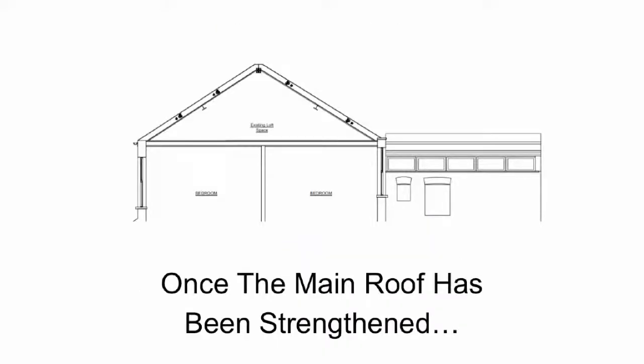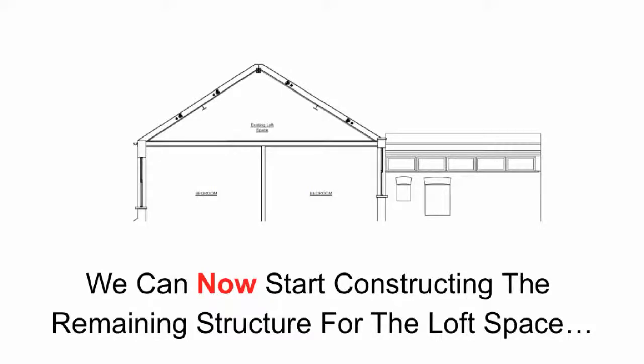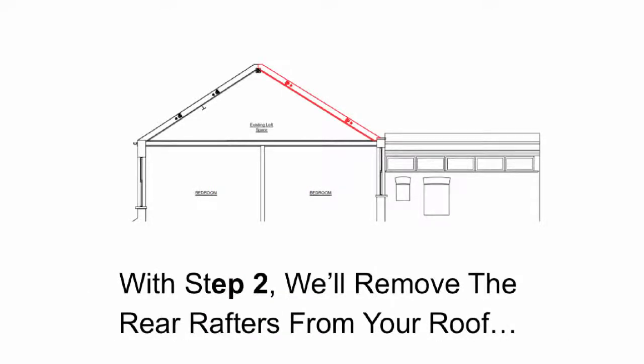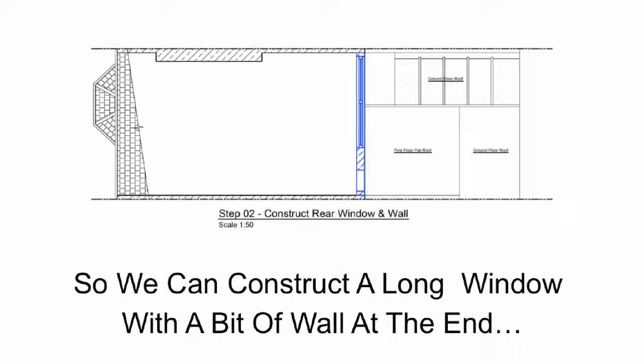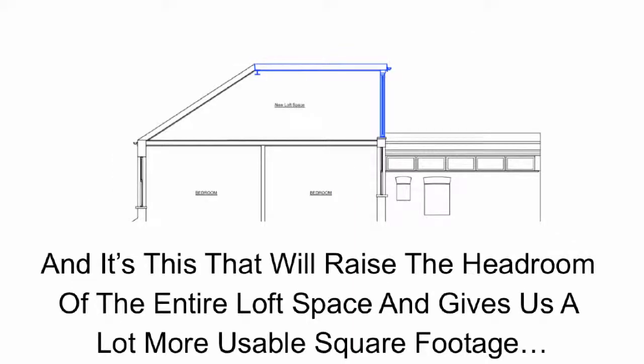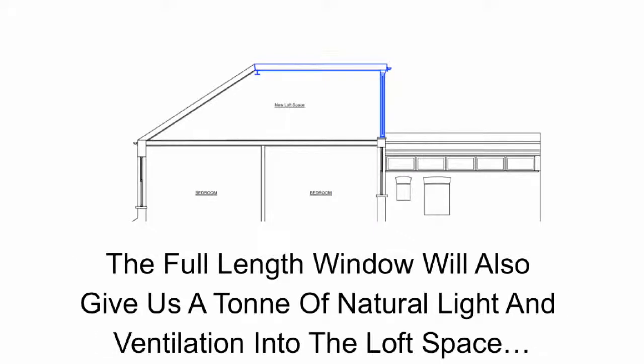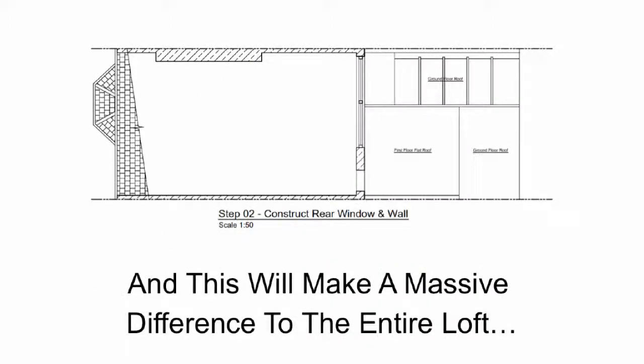Once the main roof has been strengthened, we can now start constructing the remaining structure for the loft space. With step 2, we'll remove the rear rafters from your roof, so we can construct a long window with a bit of wall at the end. And it's this that will raise the headroom of the entire loft space and give us a lot more usable square footage. The full length window will also give us a ton of natural light and ventilation into the loft space, and this will make a massive difference to the entire loft.